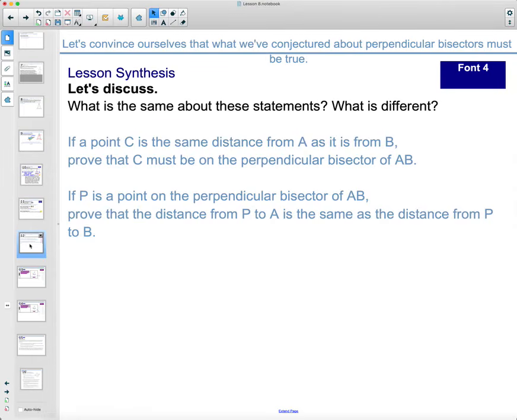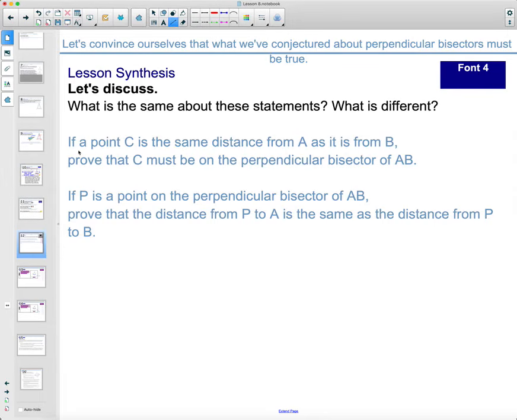Okay, so what's the same and what's different about these two statements? If point C is the same distance from A as it is from B, prove that C must be the perpendicular bisector. If point P is on the perpendicular bisector, prove that the distance from P to A is the same as the distance from P to B. So what's the same about these and what's different?